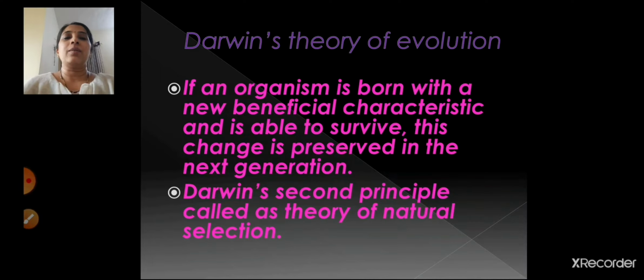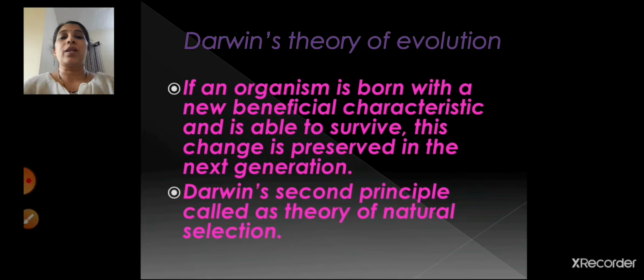If an organism is born with a new beneficial characteristic and is able to survive, this change is preserved in the next generation. So what happens when an organism is born? He is born with some new characteristic, and if he is able to survive in this surrounding, then this new characteristic will be passed on to the next generation.